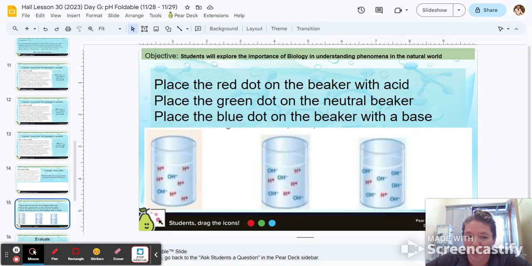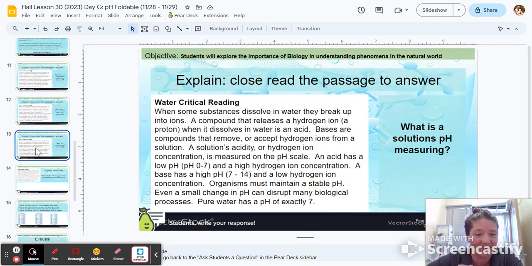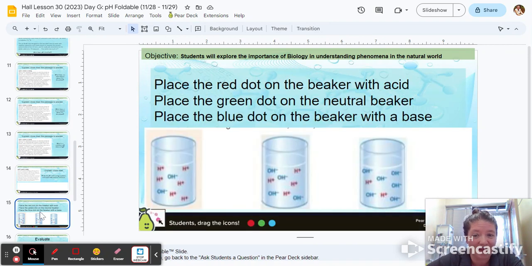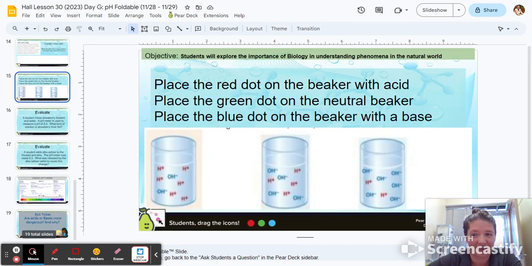Now, going back, and you can always go back and reread and look at some of those previous slides, you want to place the red dot on the beaker with acid, the green dot on the neutral beaker, and the blue dot on the beaker with the base. And if you look, there are different numbers of the OH minuses and H pluses in each one of these beakers. So if you need to, you want to come back and look at the slides previous to remember which ones have more or less of the H plus or the OH minus.